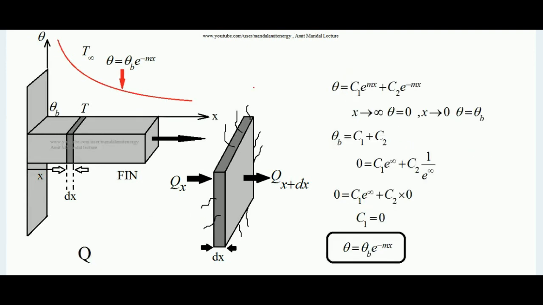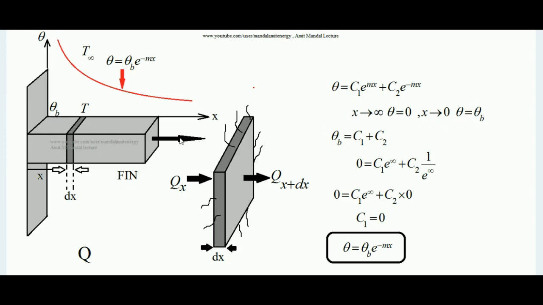Now remember one thing: at the base, where the fin is just connected to the surface, the temperature of the fin is maximum, and gradually along the length the temperature is decreasing, but the environmental temperature is constant everywhere. So at the base, theta will be maximum. At the base x is 0, and theta equals theta b, the maximum temperature difference, because at the base the temperature of the fin is highest while the surrounding temperature is constant. So T minus T infinity at the base equals theta b. So when x equals 0, theta equals theta b.